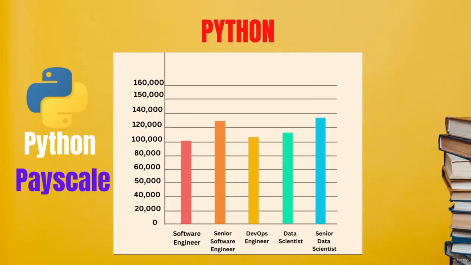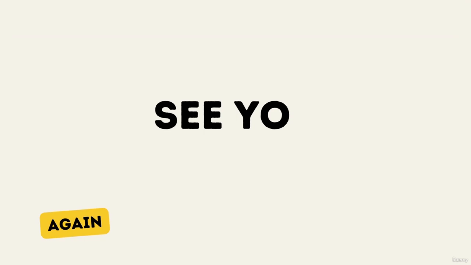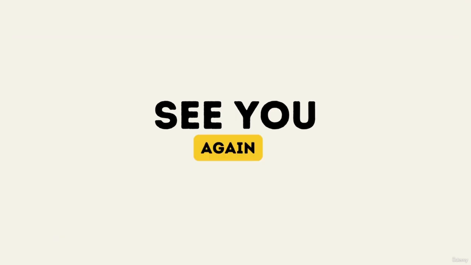An average Python developer in the US earns from $150,000 to $260,000 annually. Now that is a lot of money. This is only the developing side. There's still machine learning, web devs, data analytics, and much more. So what are you guys waiting for? Get on the train, and goodbye and good luck on your journey.